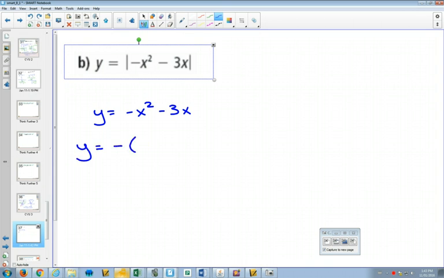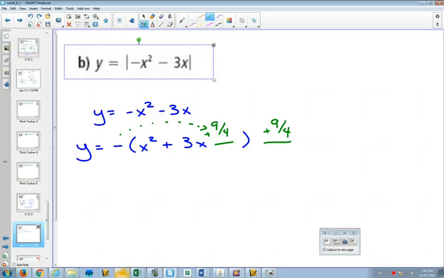we'd first factor the negative out of both of those and leave a space. What number would go in the first space? Plus 9 over 4. What have we actually done? We've actually subtracted 9 over 4. So to compensate, we'd have to add 9 over 4 there as well. And now this would become negative x plus 3 over 2 all squared plus 9 over 4.